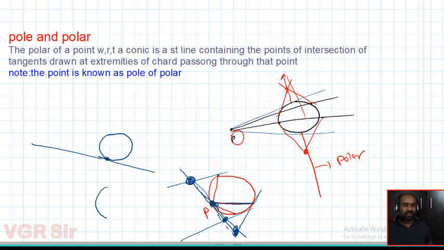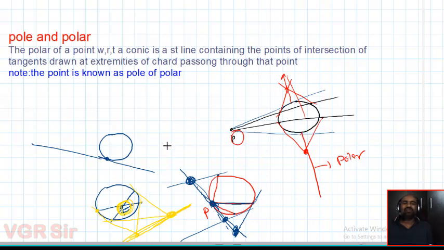Now P is inside the circle, with one condition: P should not be the center of the circle. If P is inside the circle, this is one chord, this is another chord. Through the two extremities of this chord I can draw two tangents, and through the extremities of the other chord I can draw another two tangents. They will meet at some point, and all these points will form the polar. So if P is inside the circle, the polar is outside. The important thing is that P should not be taken as the center of the circle.